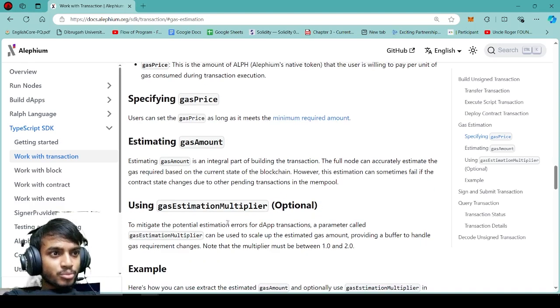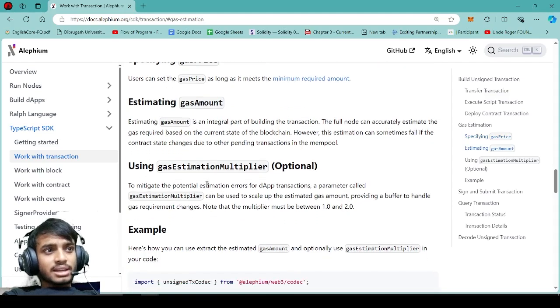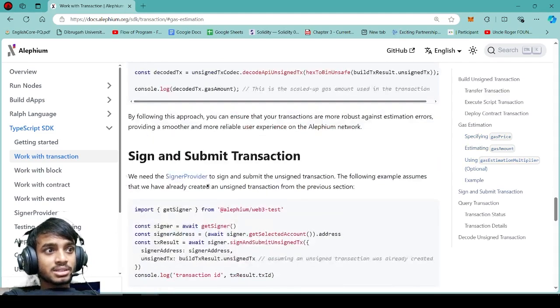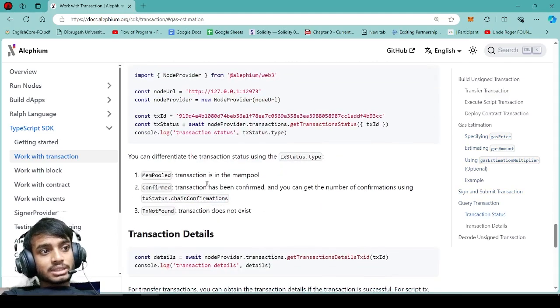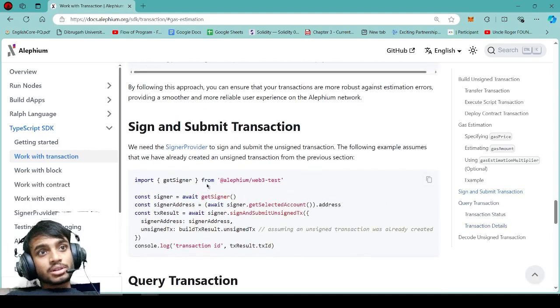You can read more about how you estimate gas amount and gas estimation multiplier and stuff. There are examples. I'd insist you guys read the documentation a bit more and things will become much more clear. So that's a quick video about gas fees on Lithium. Try to create smart contracts, try to deploy them, see how gas works and how you can optimize your smart contracts to use as little gas as possible. And yeah, that's it for this video.